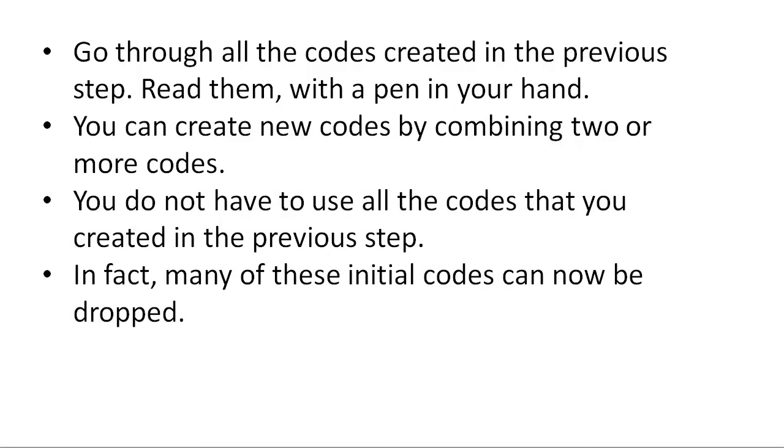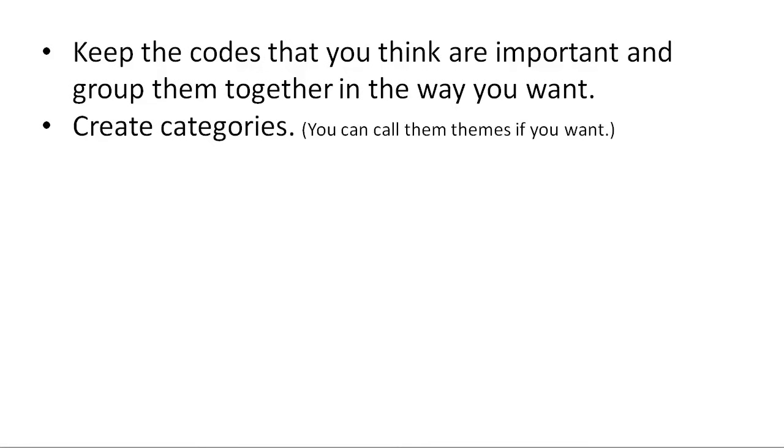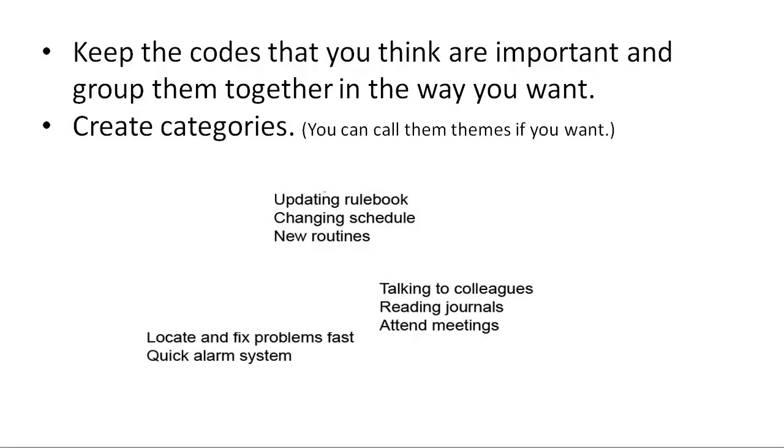In fact, many of these initial codes can now be dropped. Keep the codes that you think are important and group them together in the way you want. Create categories, in other words. You can call them themes if you want to. Here's an example. I've grouped these codes together and created a category. Here's a second example, and here's a third one.